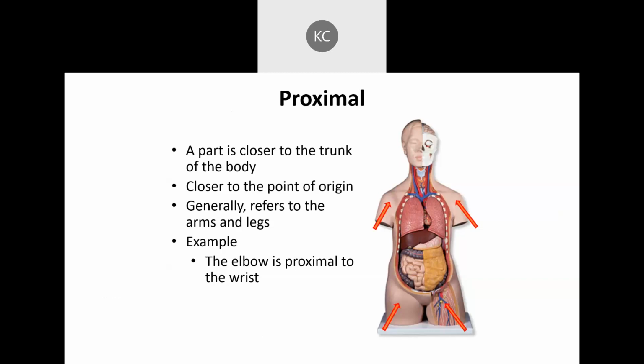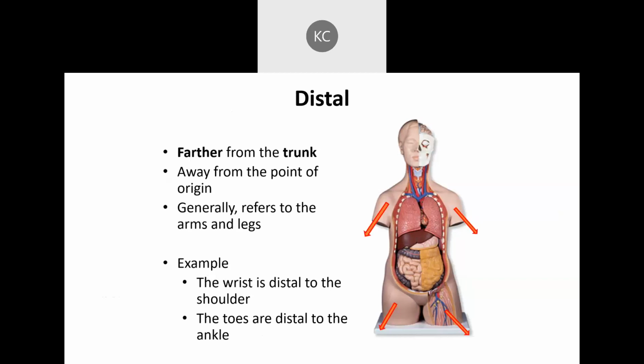Okay, so in this case, the elbow is proximal to the wrist. The elbow is closer to the point of origin on the trunk, closer to the shoulder in this case, than our wrist is. The wrist, you could say, is proximal to the digits. The wrist is closer to the shoulder than our digits are. If we're talking about distal, now this is referring to further away. So the wrist is distal to the shoulder. It's further away, or the wrist is distal to the elbow. The toes are distal to the ankle. They're further away from the attachment site than the other structure.